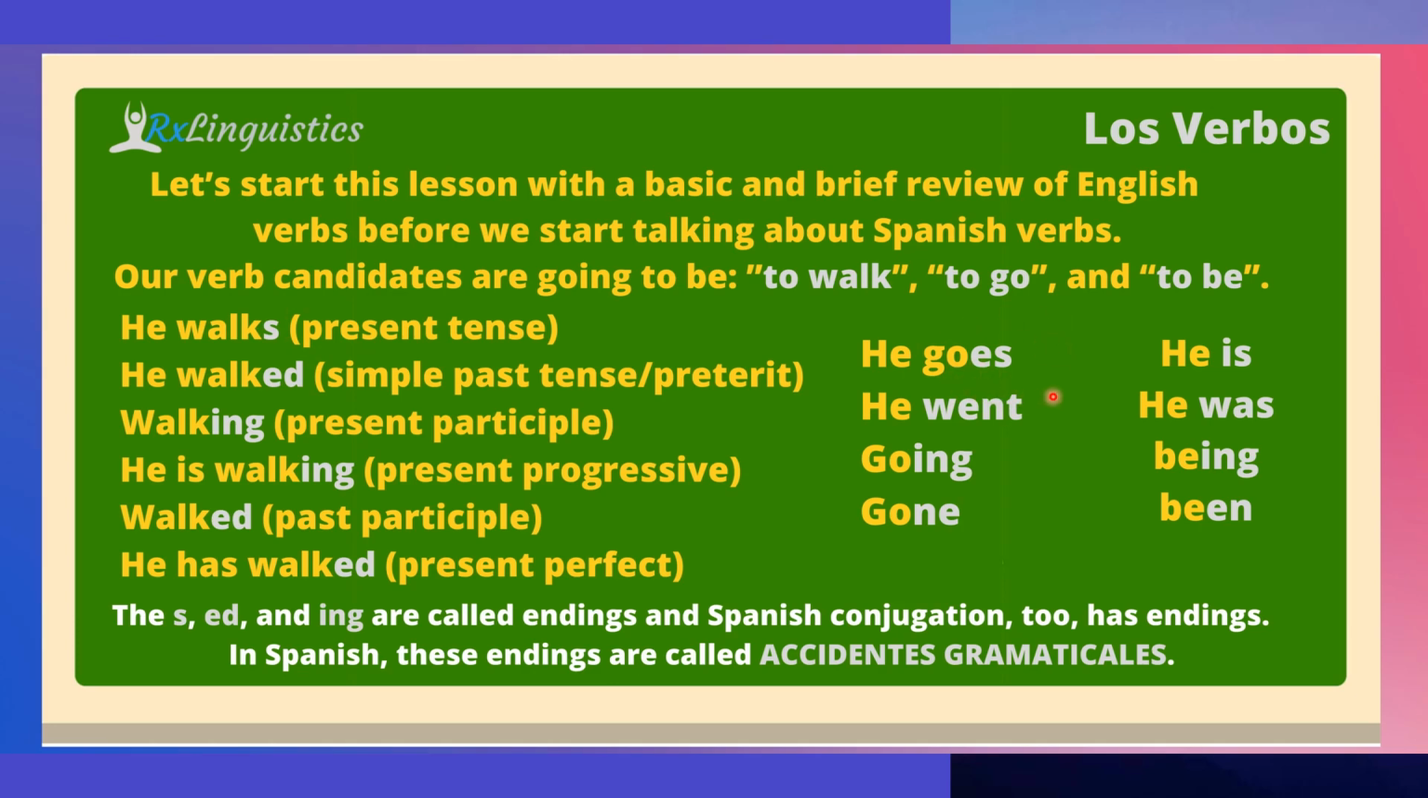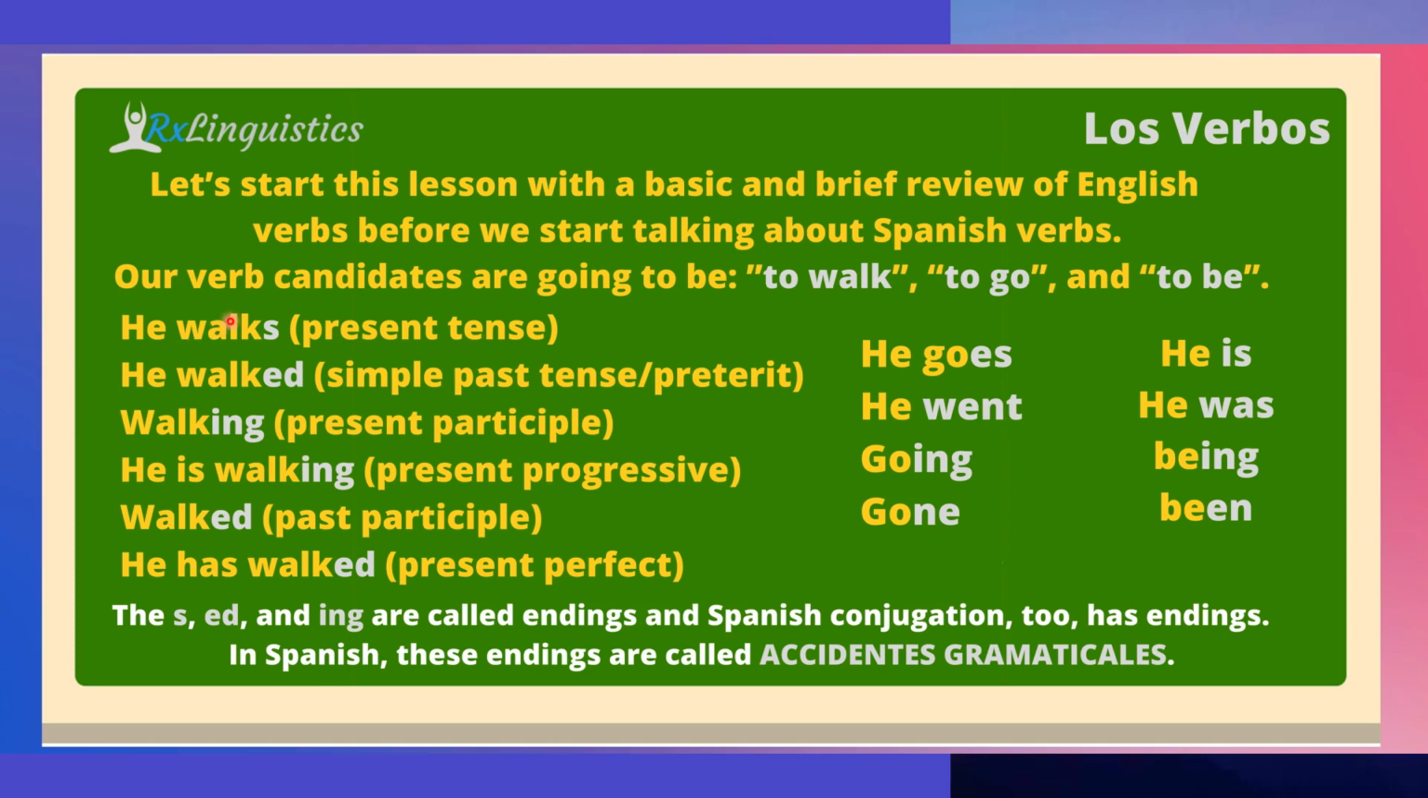In the present, you add S, that looks like still regular, but when you come to the past of to go, it becomes he went, completely different. No spelling similarity. To be, he is, and he was.